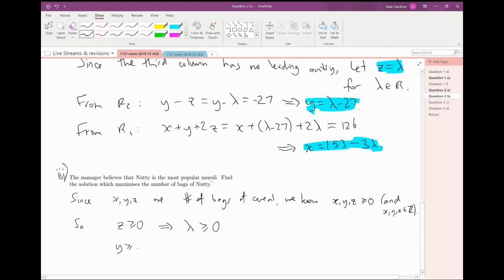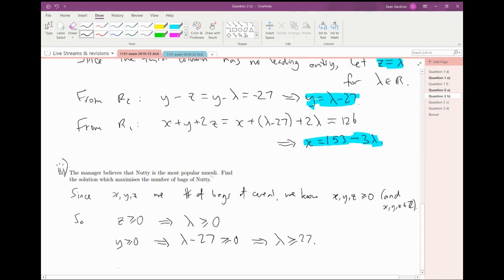I also need y to definitely be greater than or equal to 0, which means that I need lambda minus 27 to be greater than or equal to 0, right? Or lambda needs to be greater or equal to 27. Okay. And my third restriction, that x needs to be non-negative, tells me that 153 minus 3 lambda needs to be greater than or equal to 0 from my solution to part 2. And rearranging and dividing, that tells me that 51 is greater than or equal to lambda.